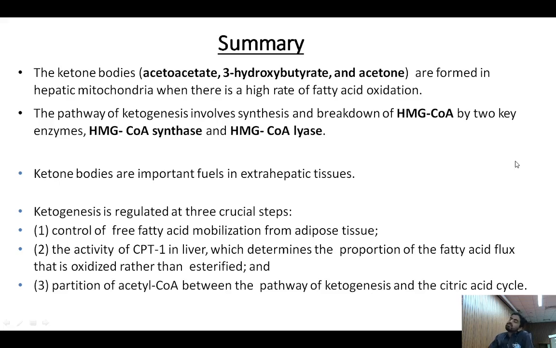So if a question comes what is ketosis, I think you will be able to write. If a question comes how it is regulated, then also you can write, because mostly it will come for 2 or 3 marks. Then if the question is what are the conditions in which ketosis happens, 3 important ones you have to remember: diabetic ketoacidosis, starvation ketosis, then alcoholic ketosis. Okay, so that's it.